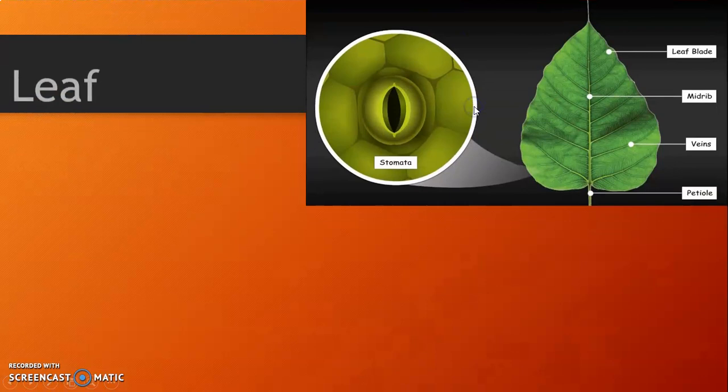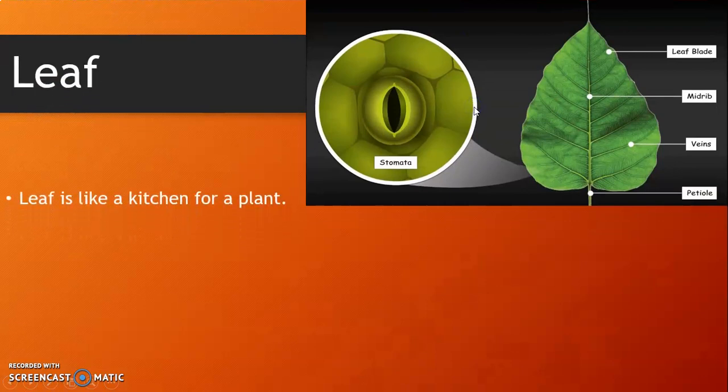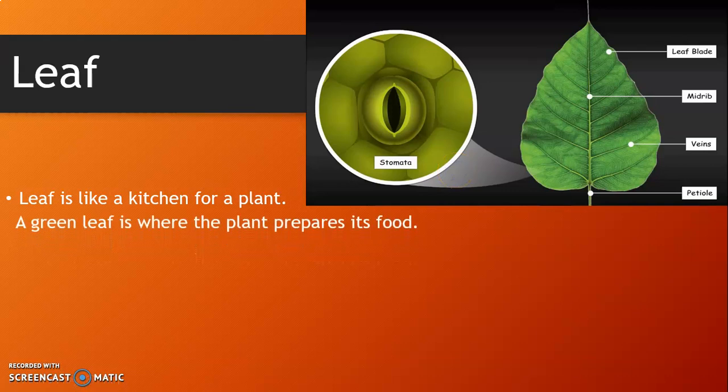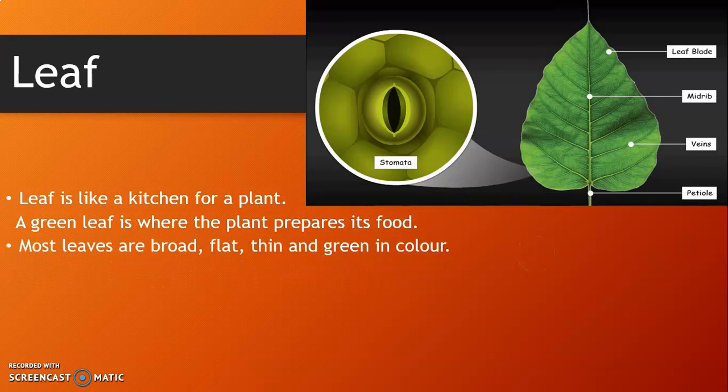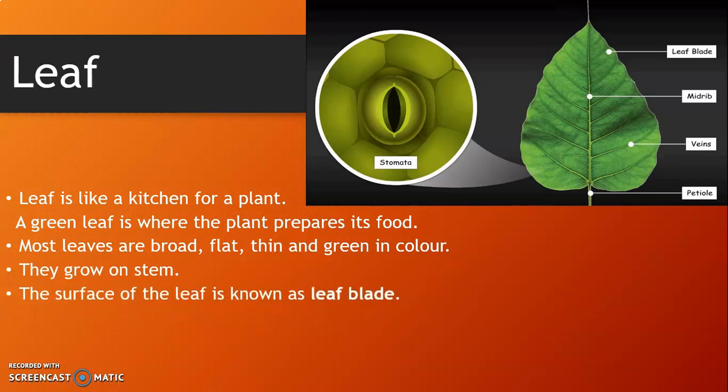So let's start with the leaf. Leaf is like a kitchen for a plant. A green leaf is where the plant prepares its food. So the leaf functions as the kitchen for a plant, as the food is prepared by the leaves. Most leaves are broad, flat, thin, and green in color. They grow on the stem. The surface of the leaf is known as the leaf blade. As you can see in the diagram, the surface of the leaf is known as the leaf blade.